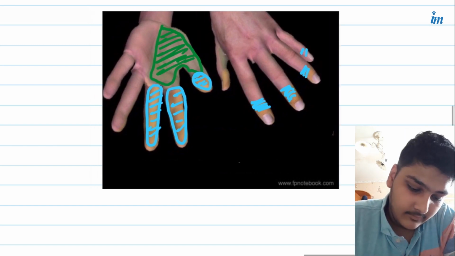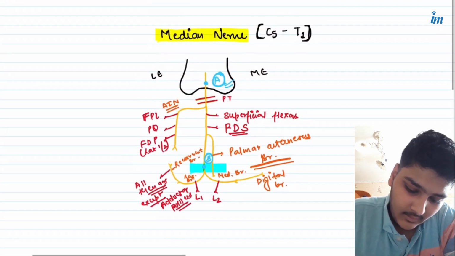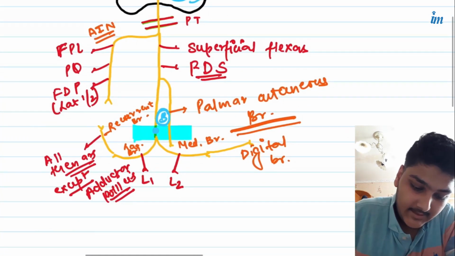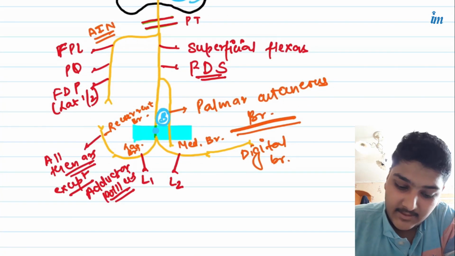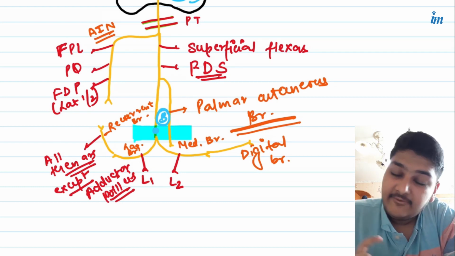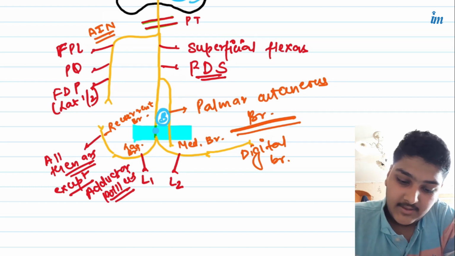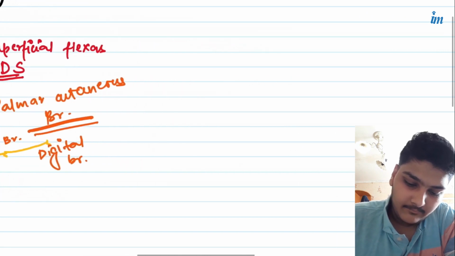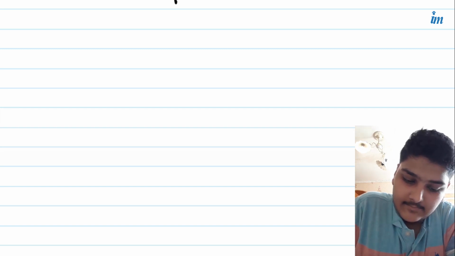Right? Now, what happens in case of lower median nerve injury? Alright, so lower median nerve injury. Now say the median nerve is injured in the carpal tunnel. If median nerve is injured in carpal tunnel, this condition is known as carpal tunnel syndrome.